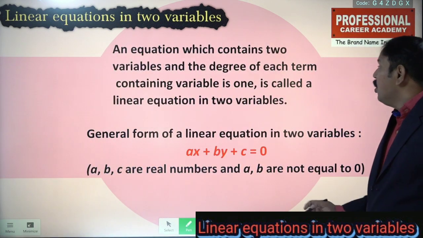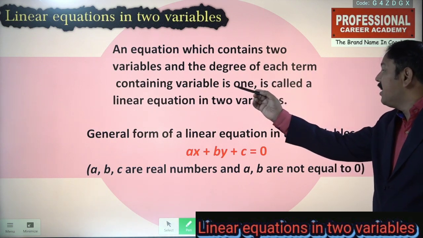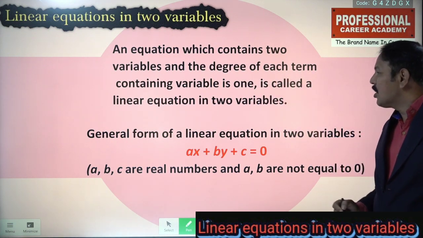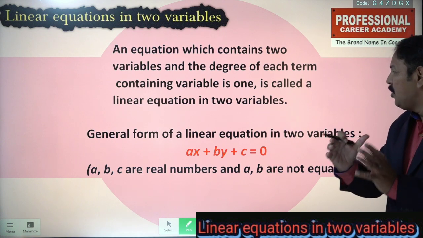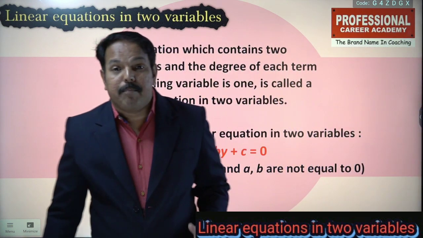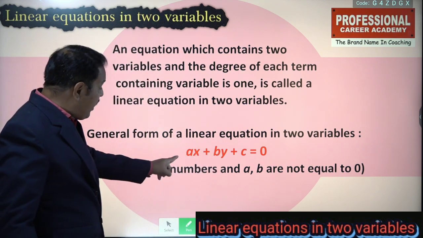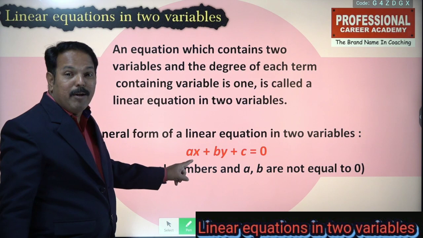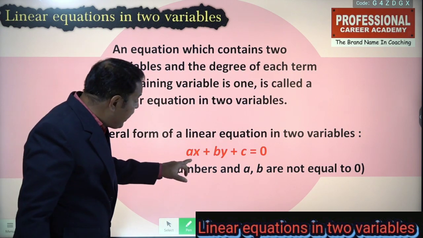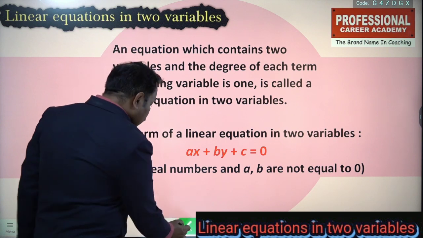Means an equation which contains two variables, and the degree of each term containing a variable is 1, is called a linear equation in two variables. Okay. So we have taken so many examples, but what is the general equation? What is the general equation of a linear equation in two variables? What is the general form? It is ax plus by plus c is equal to 0.